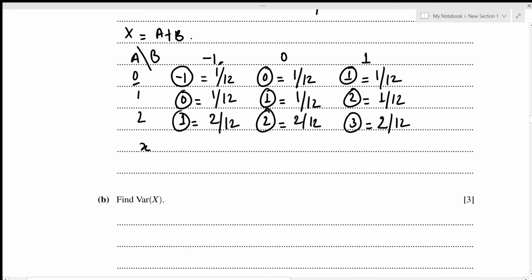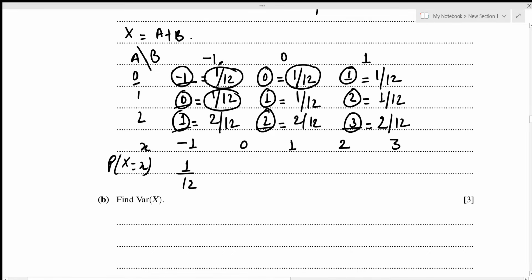Now we can just list it as a probability distribution table for x. All right, the possible scores for x are -1, 0, 1, 2, and 3. Now let's look at their probabilities. So -1, we only have one -1, so that's just going to be the probability of 1 by 12. For 0, we have 1 by 12 here, 1 by 12 here. So the required probability is going to be the sum of these two probabilities. So that's just 1 by 12 plus 1 by 12, which will be 2 by 12.